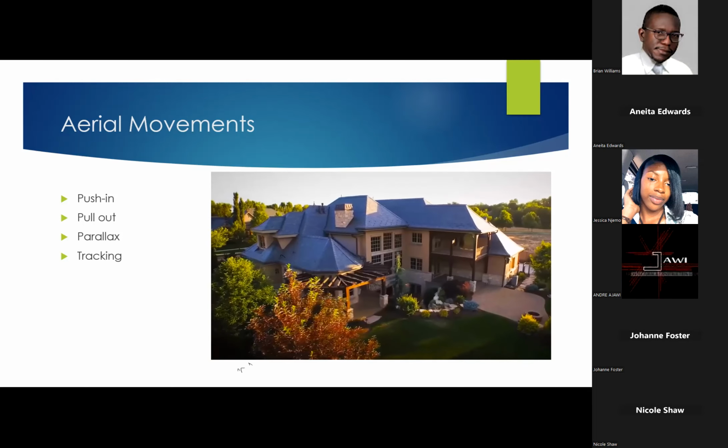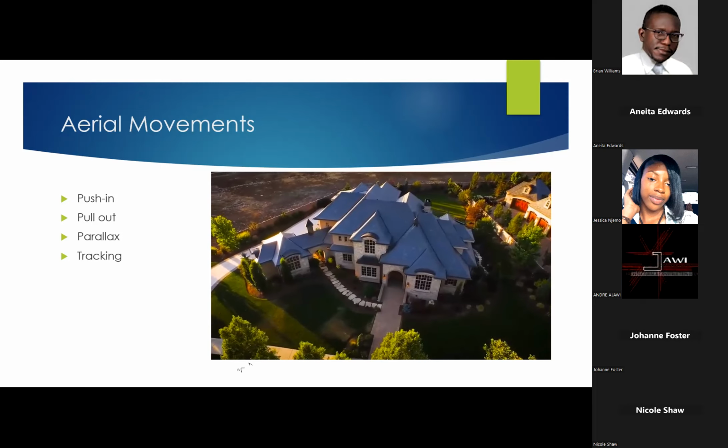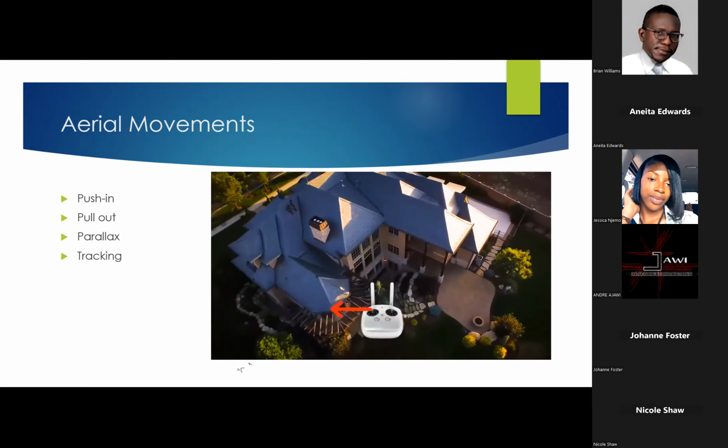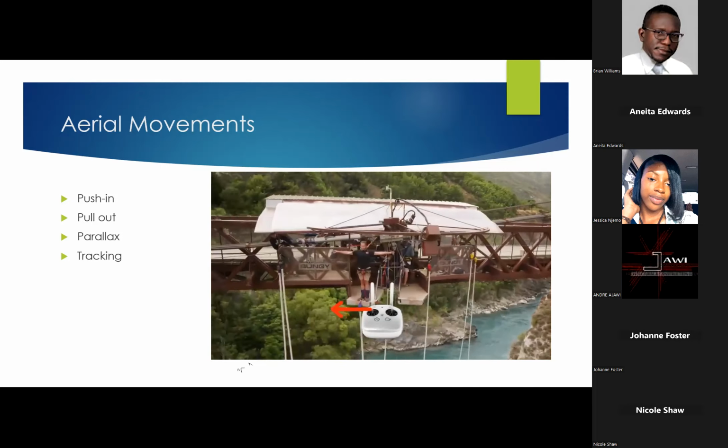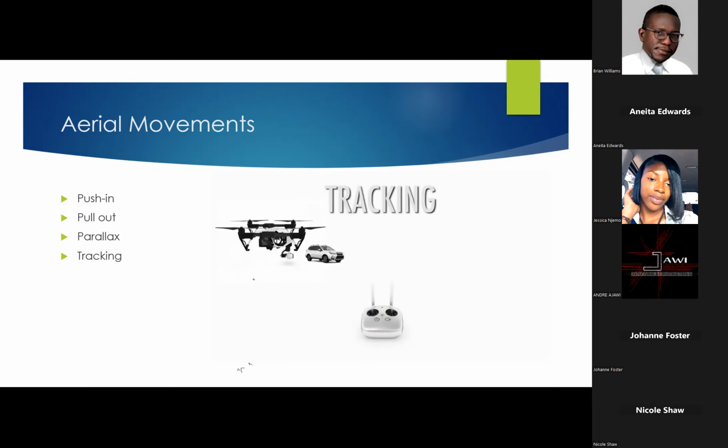Here are some real estate examples. Again, the drone is pushing from left to right, and I as the camera operator am panning from right to left, creating the illusion like our subject isn't moving that much while the background moves around it. The next move is tracking.